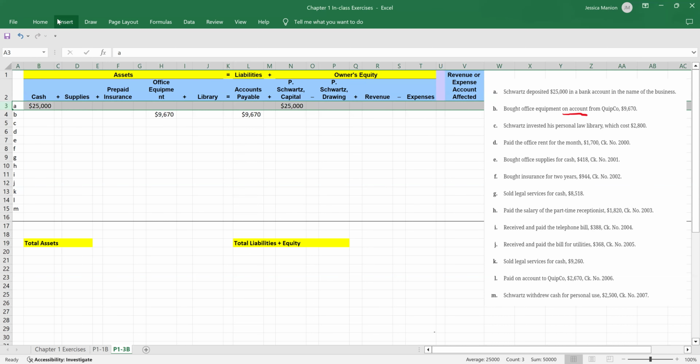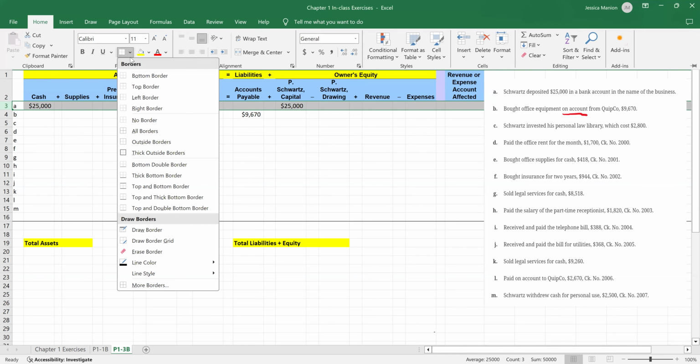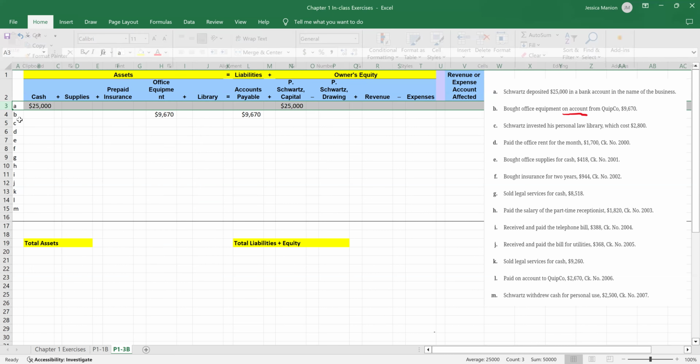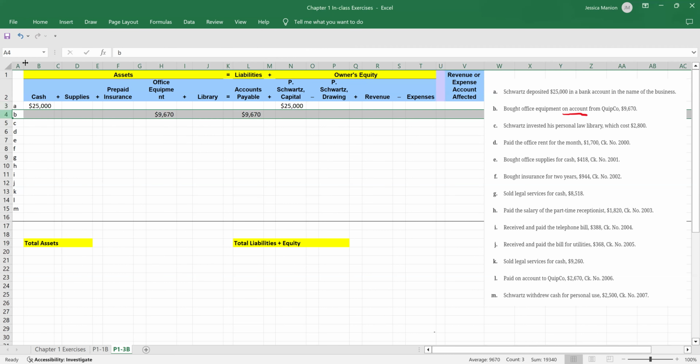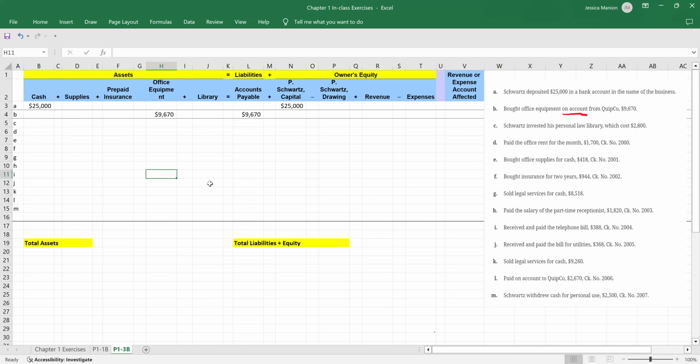And I guess once we get these in here, we could, if it helps us separate it, do these borders on here. That's just the bottom border on each one of them. I don't know if that helps.